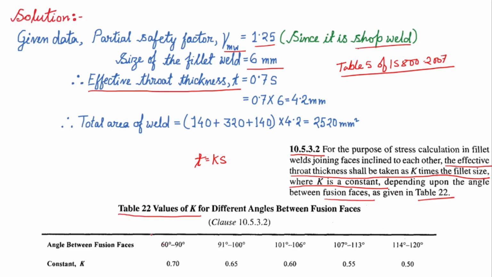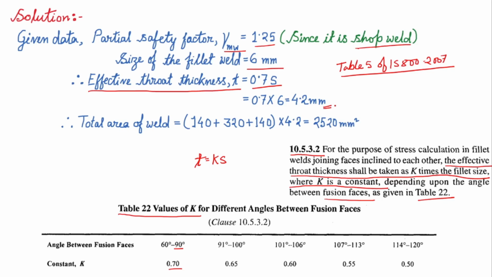In this case, the angle between the fusion faces is 90 degrees. So K is taken as 0.7. So the effective throat thickness is 0.7 S. So finally small t is 4.2 mm. This is the effective throat thickness for the fillet weld.